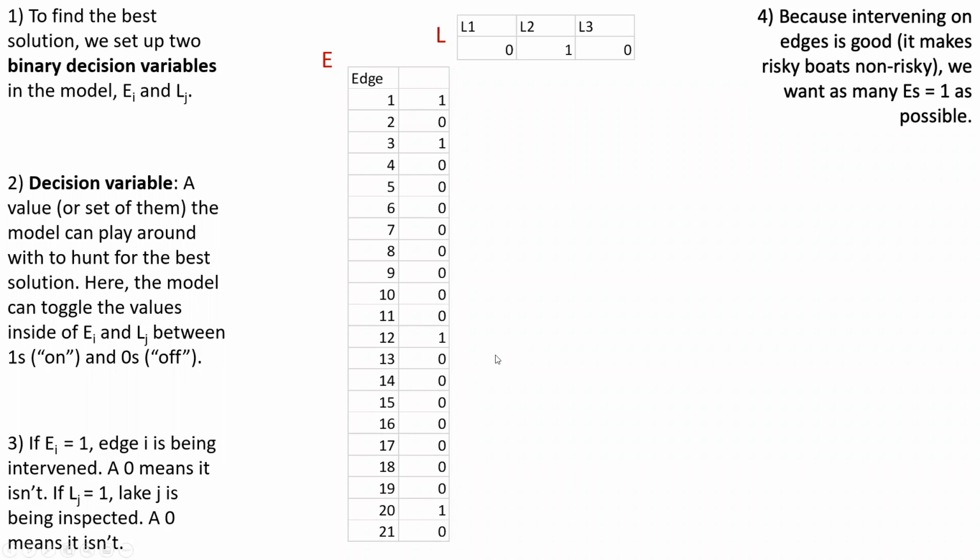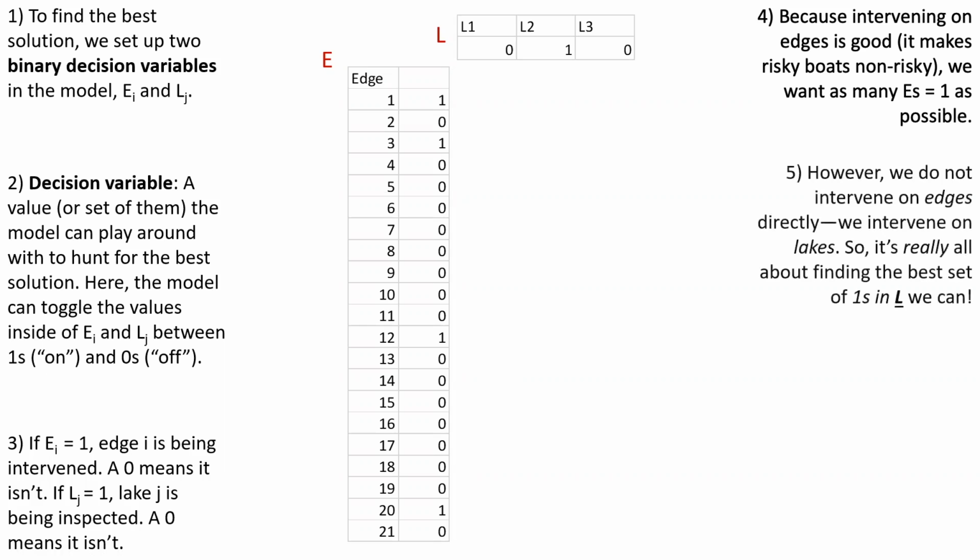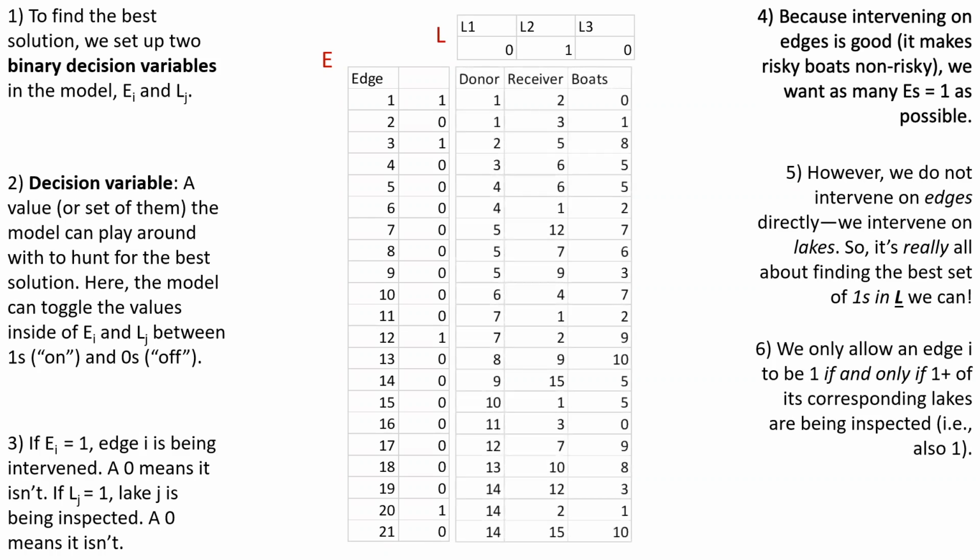Because intercepting boats along edges is good, we want as many switches inside of E to be 1 as possible. Every single one we turn on inside of E means boats we're intercepting. However, we don't actually pick edges to inspect, do we? We pick lakes to inspect. So what the model is really trying to do is figure out which lakes need to be on inside of the L decision variable, and that will tell it which edges it can turn on in the edge decision variable. Unfortunately, this is not something that our model could necessarily do automatically. We need to tell it exactly how it would do that by establishing a connection between these two decision variables. And we will do that by establishing another constraint.